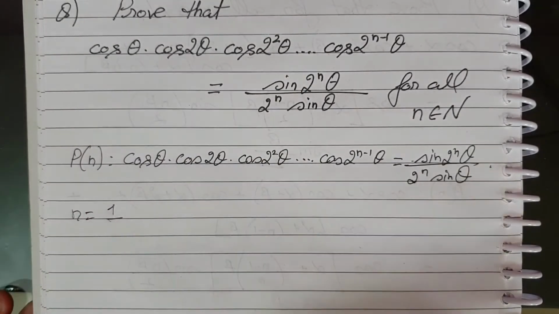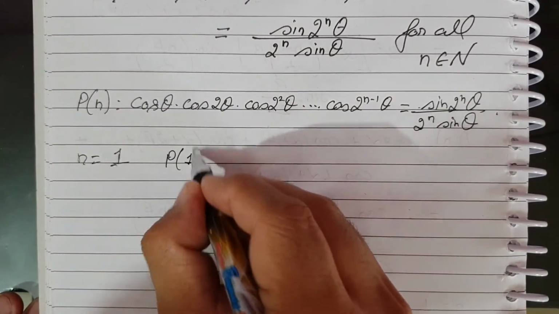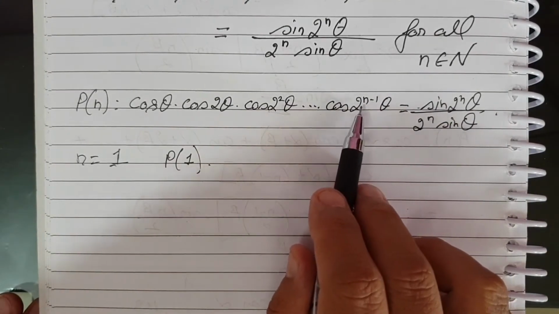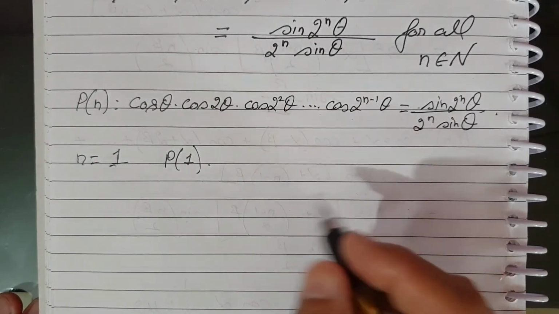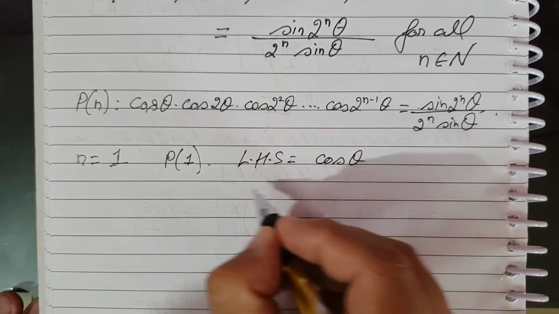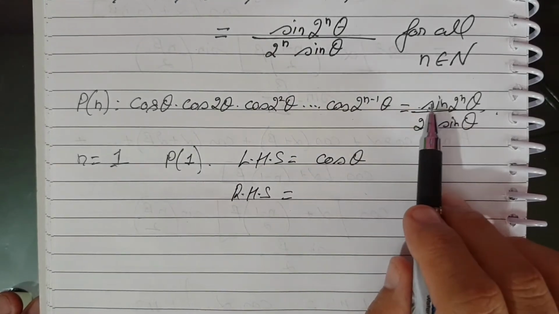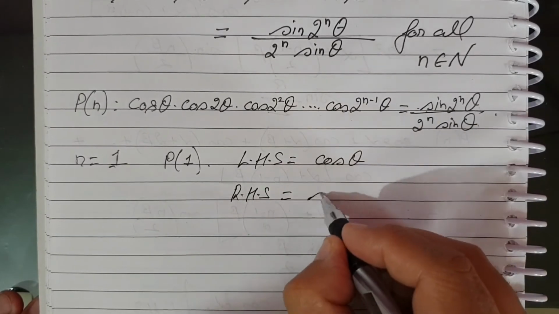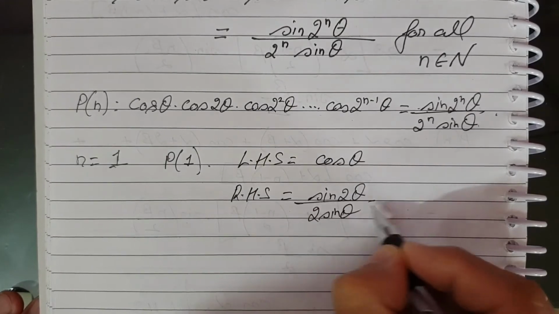For n equals 1, this is P1. So 1 means 2 to the power 0, since 1 minus 1 is 0, and 2 to the power 0 is 1, which gives cos theta. So the LHS is actually equal to cos theta. Now for the RHS, this is sin 2 theta upon 2 sin theta.